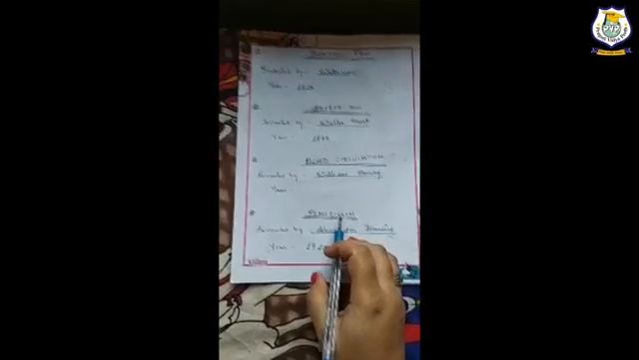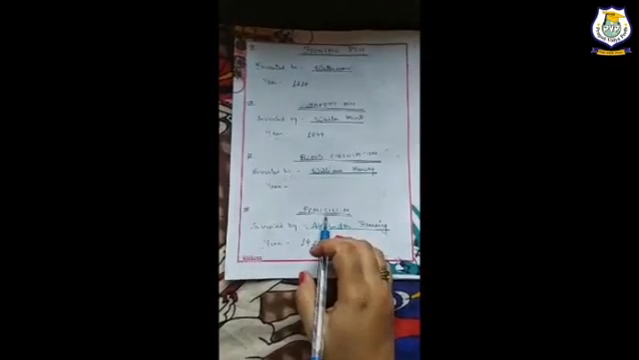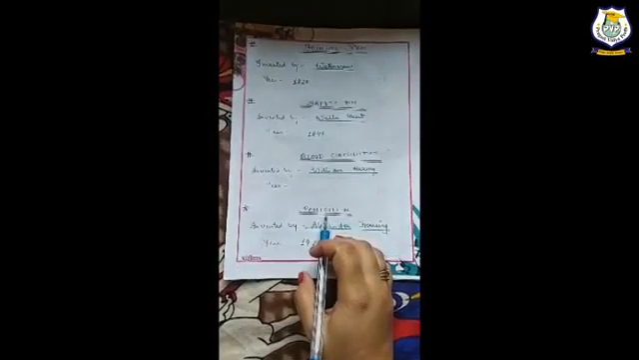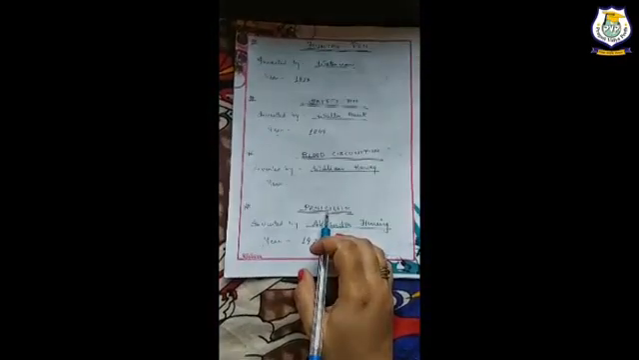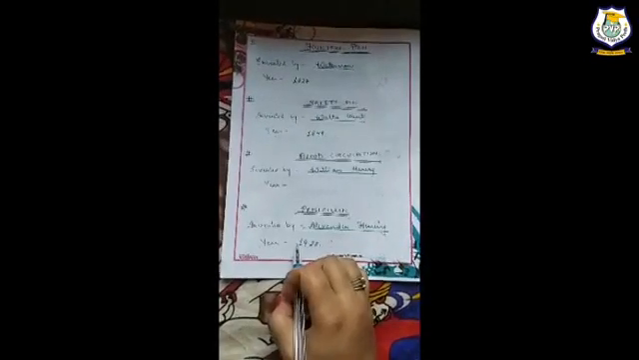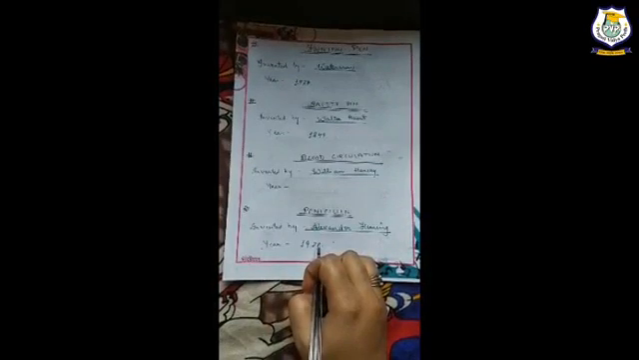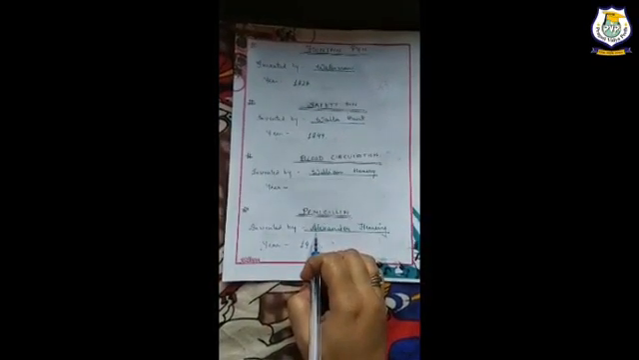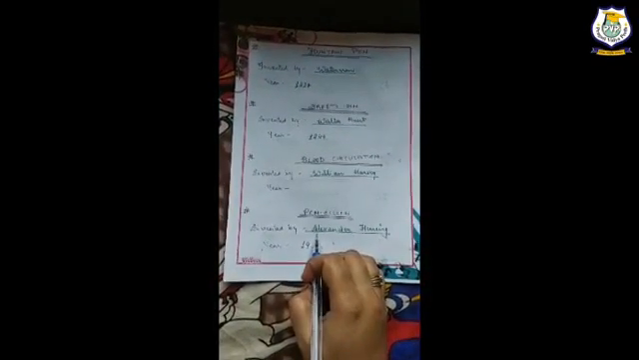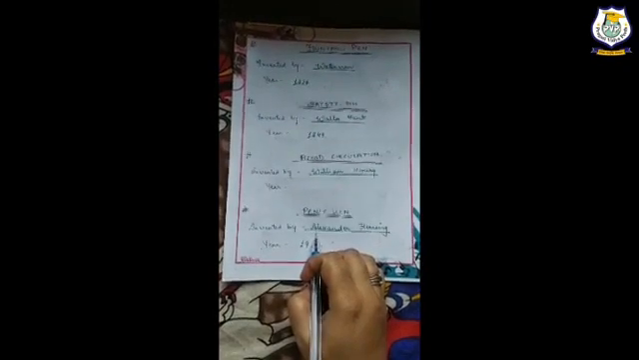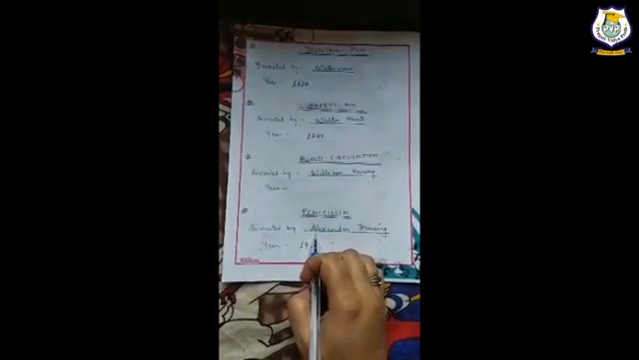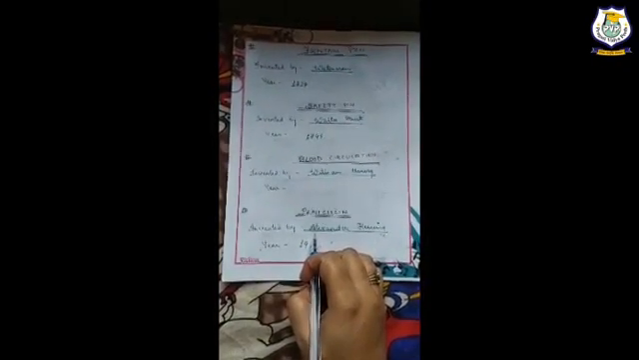Next invention is penicillin. Students, penicillin was an antibiotic discovered by Alexander Fleming in 1928. And this first antibiotic developed was used to treat various bacterial infections. After this, an important antibiotic discovered was streptomycin.